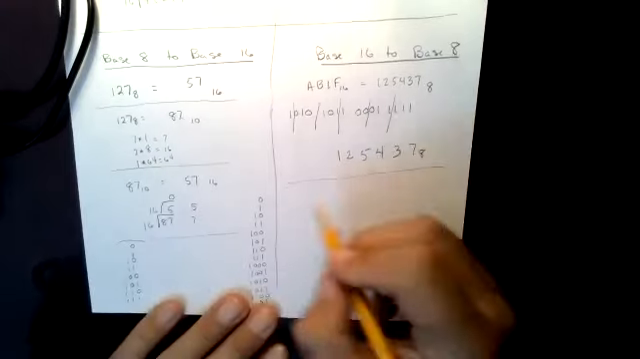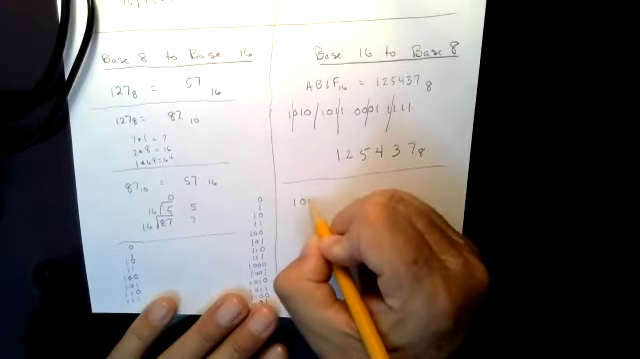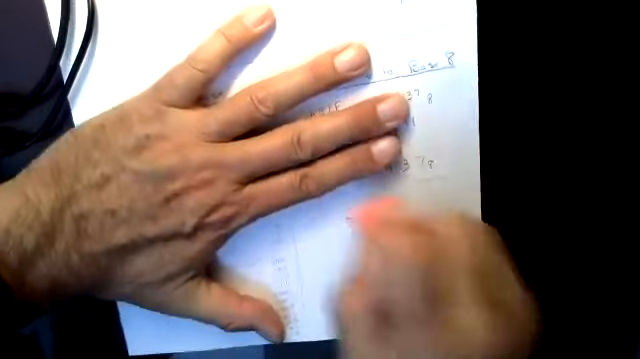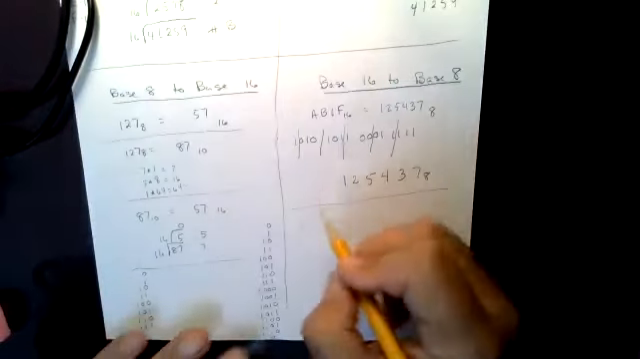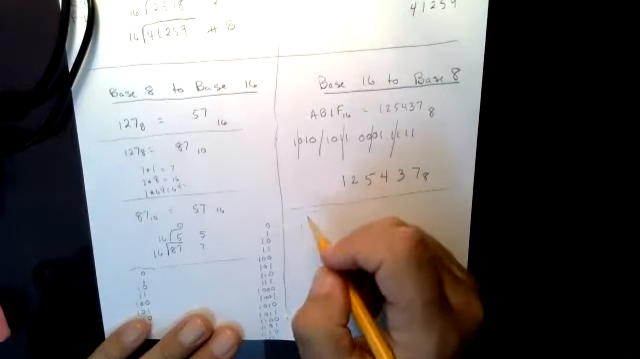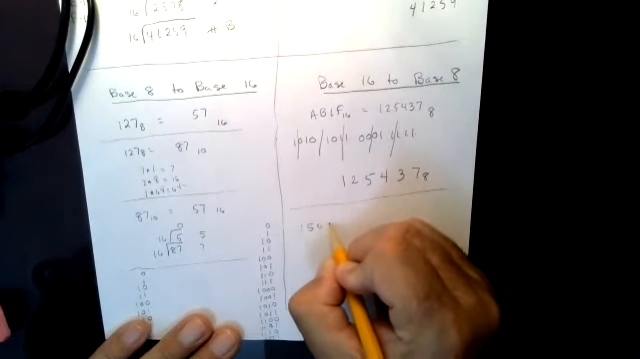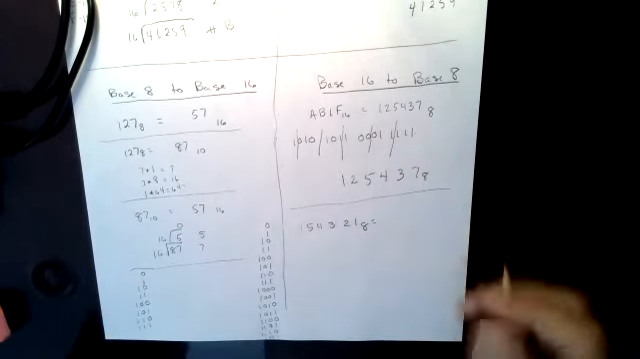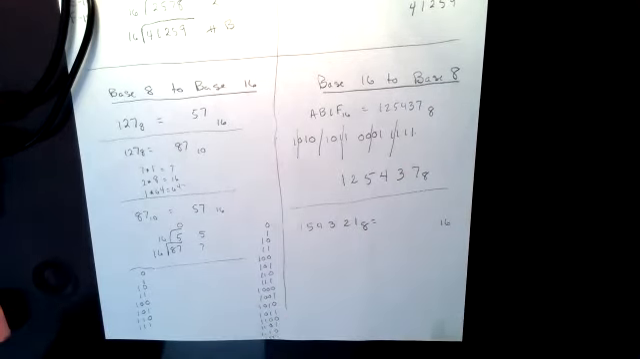What if I went the other way? Now, one more example. Ah, you clown. I need a base 8 number. 5, 4, 3, 2, 1 in base 8 is what in hexadecimal?